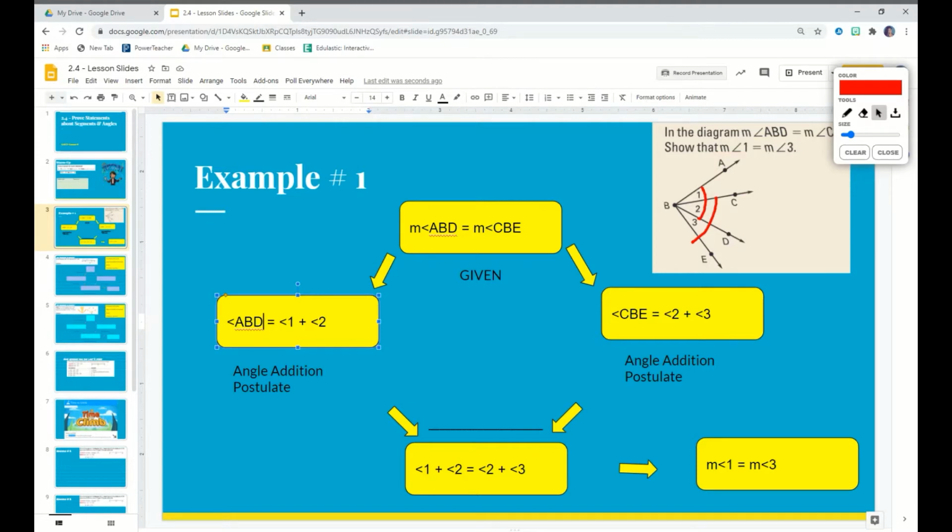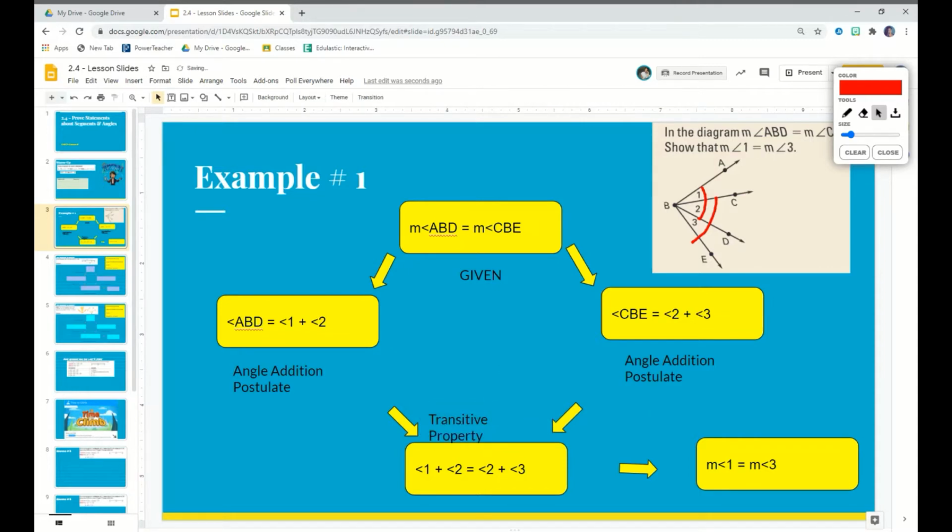All right. And there's an extra step. You could have substituted CBE here and then used the transitive property. But here we can just go directly to the transitive property because ABD and CBE are equal. So because angles 1 and 2 and angles 2 and 3 are both equal to the same thing, you can say they're equal to each other. And it would be the transitive property of equality.